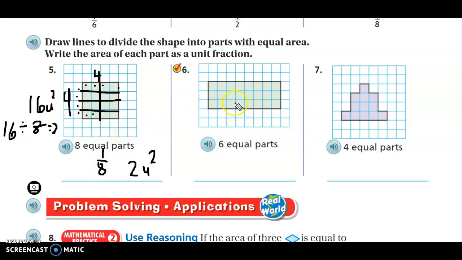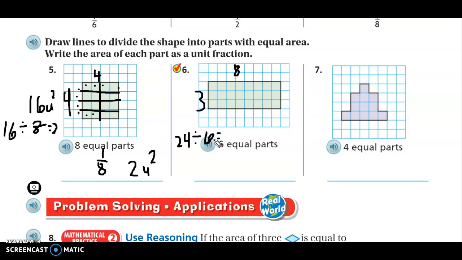Alright, so on this one, 6 equal parts. I'm going to find the area quickly. My width is 3. 1, 2, 3, 4, 5, 6, 7, 8. My length is 8. My A equals L times W. 3 times 8. So I know my area is 24. I want to put it into 6 equal parts. 24 divided by 6.